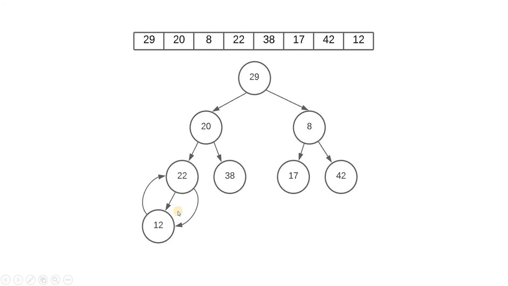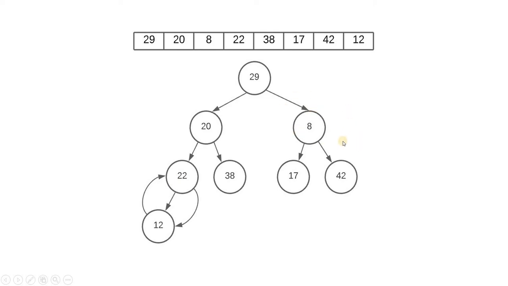Now I want you to pay attention over here. You can see in the array that 22 and 12 have gotten swapped. We're actually just swapping values in the array, and we're just representing them through the heap. It's just in our minds. So the next thing that's up is 8.